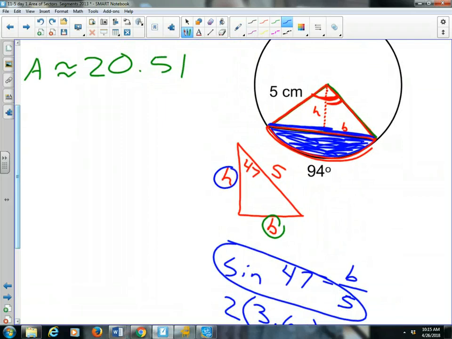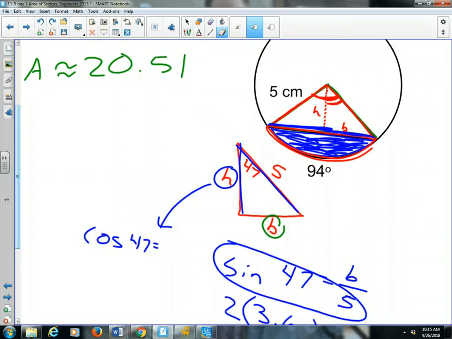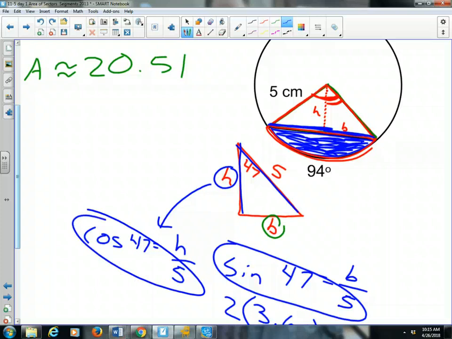This height right here, so to find the height, it's going to be adjacent over hypotenuse. So the cosine is adjacent over hypotenuse. The cosine of 47 degrees equals adjacent h over hypotenuse 5. So when you cross multiply these, cosine 47 times 5, you get 3.41.